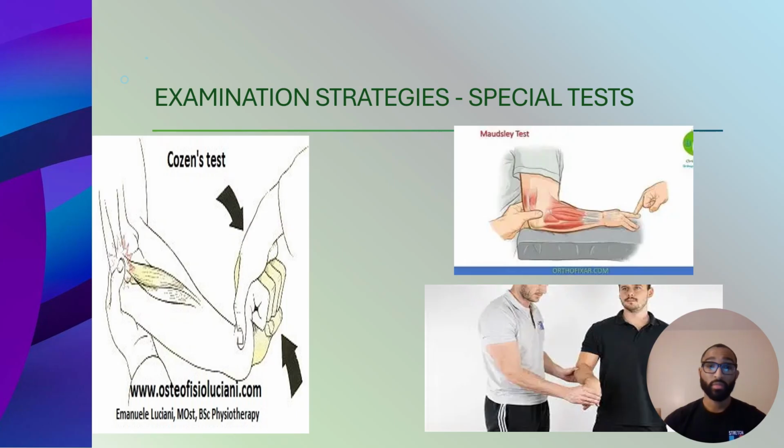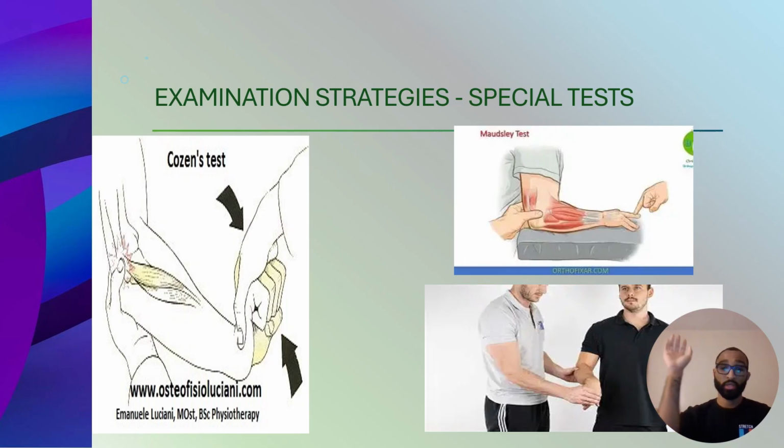And after that, you've got the Maudsley's test. Basically, you're just going to be asking the patient to extend their hand all the way, and then you're going to be applying resistance against their ring finger, and then you're going to see if there's a production of pain. And then the last one is Mills.